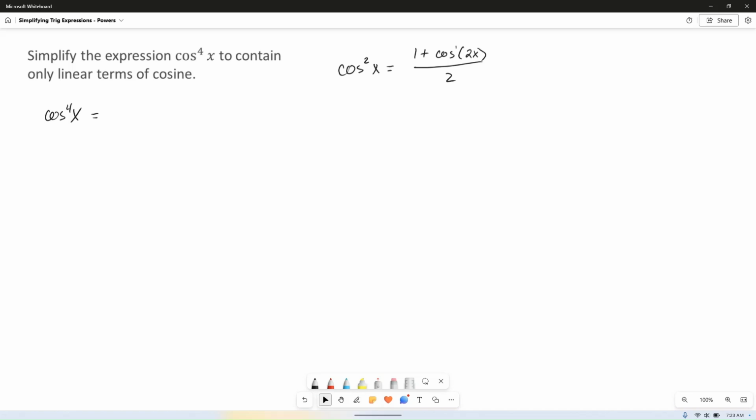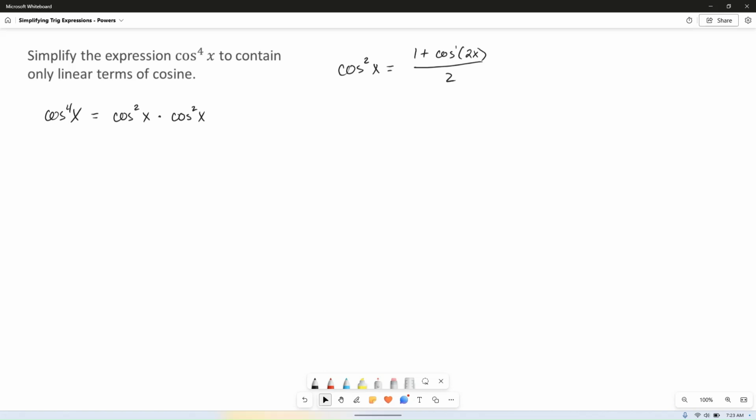It's not too hard. So cosine to the fourth, remember when we multiply values, we add the exponents. So cosine to the fourth, I could think of as cosine squared times another cosine squared. Right? Cosine squared times cosine squared is cosine to the fourth. And both of these are cosine squared, which means to both of these I can apply our power reducing formula.